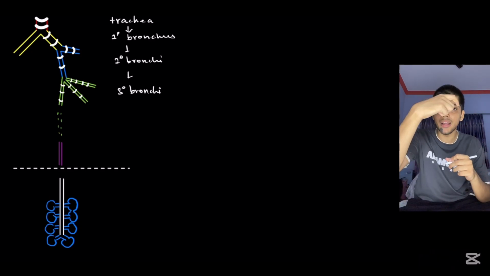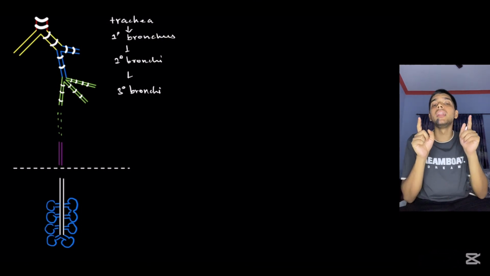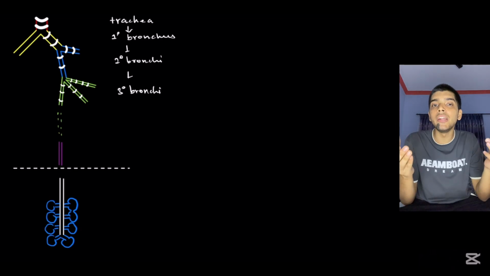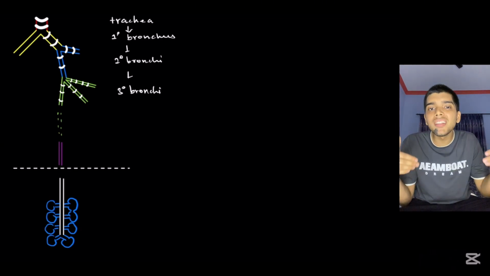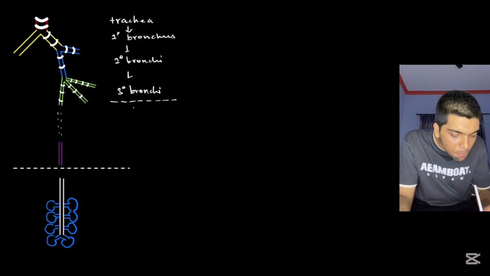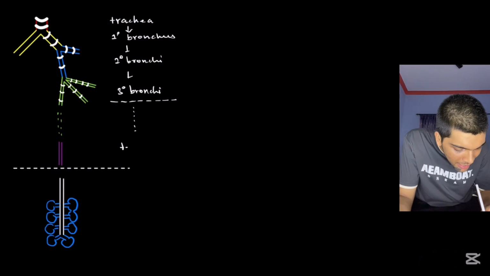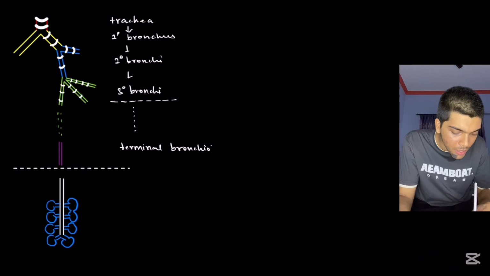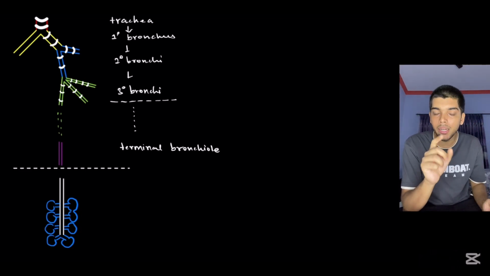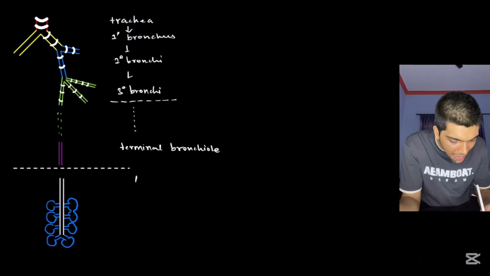Alright, so there was your trachea, which bifurcated into the left and right primary bronchus, which entered the left and right lung. Inside the lung, the primary bronchi further divided into secondary bronchi, which further divided into tertiary bronchi. After the bronchi, you have multiple generations of bronchioles, finally reaching the terminal bronchiole. Now, the terminal bronchiole is significant, and here's why. The part of the respiratory tract after the terminal bronchiole is the acinus.